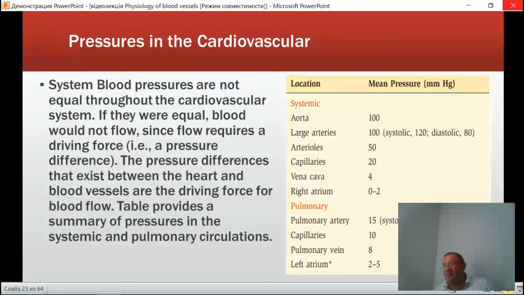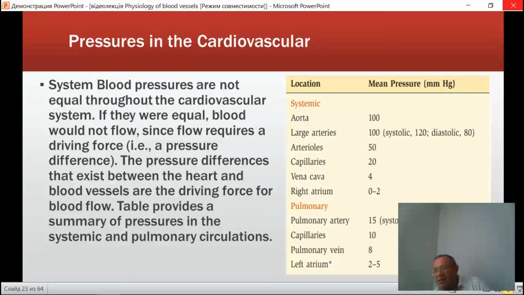Blood pressures are not equal throughout the cardiovascular system. If they were equal, blood would not flow. Blood flow requires a driving force, a pressure difference. The pressure difference that exists between the heart and blood vessels is the driving force for blood flow.